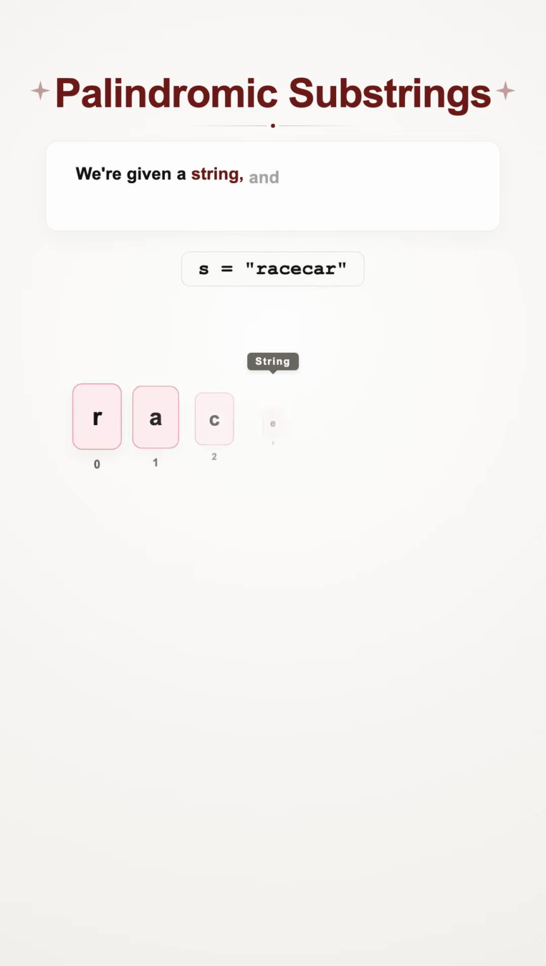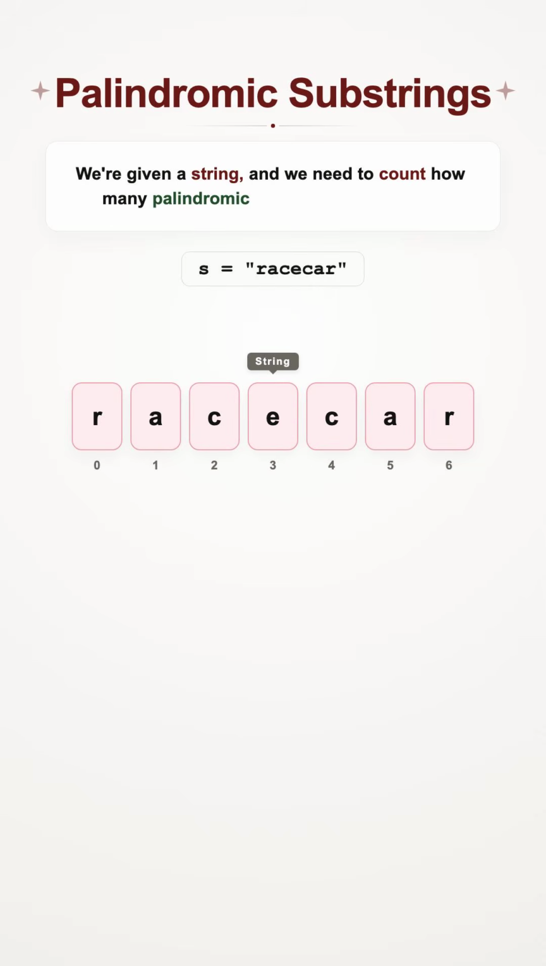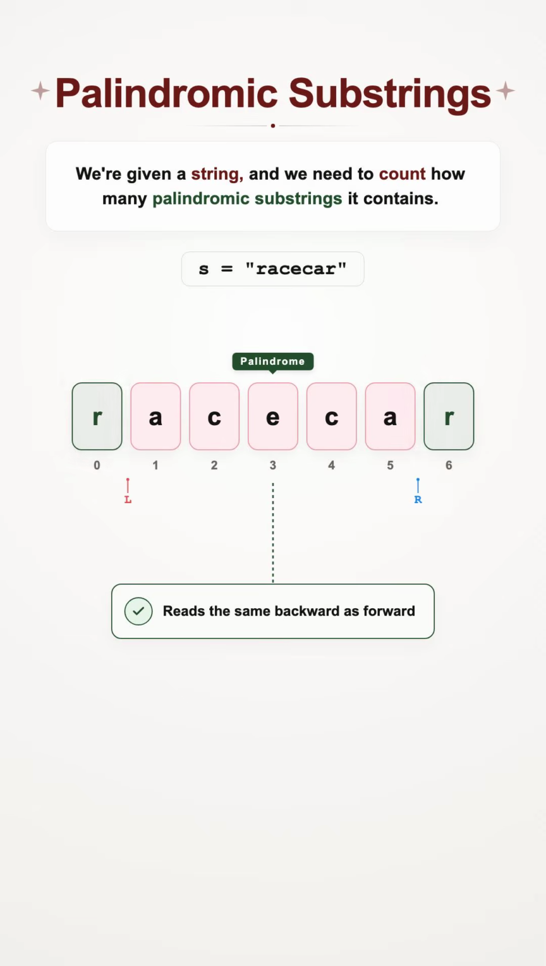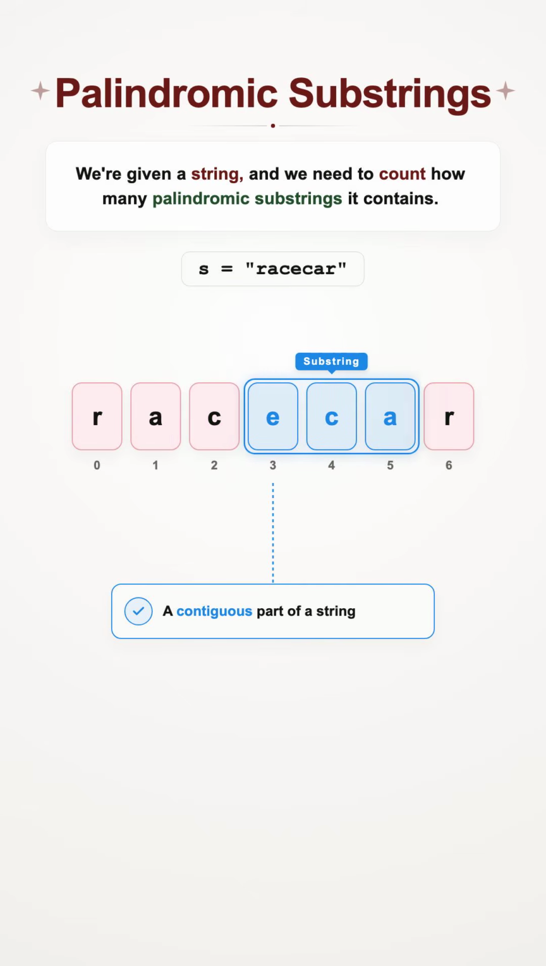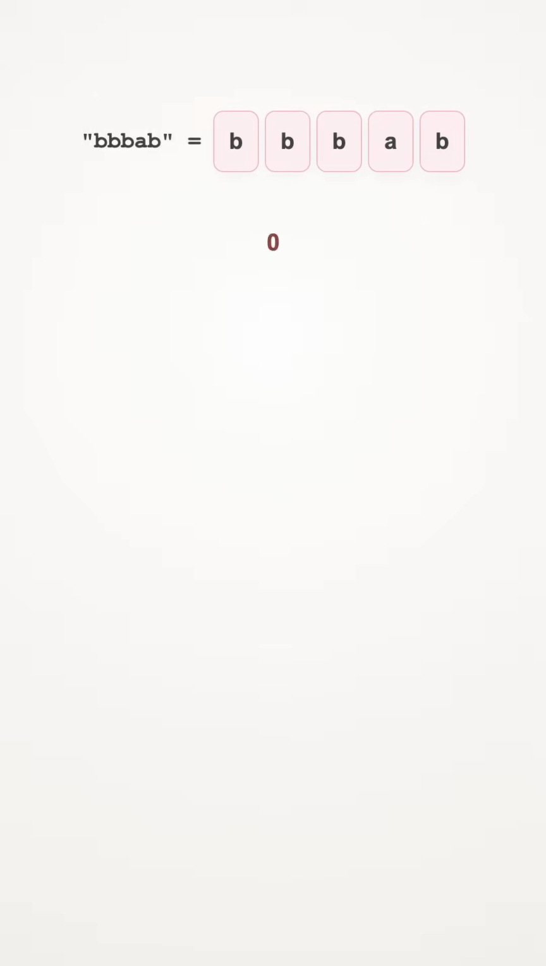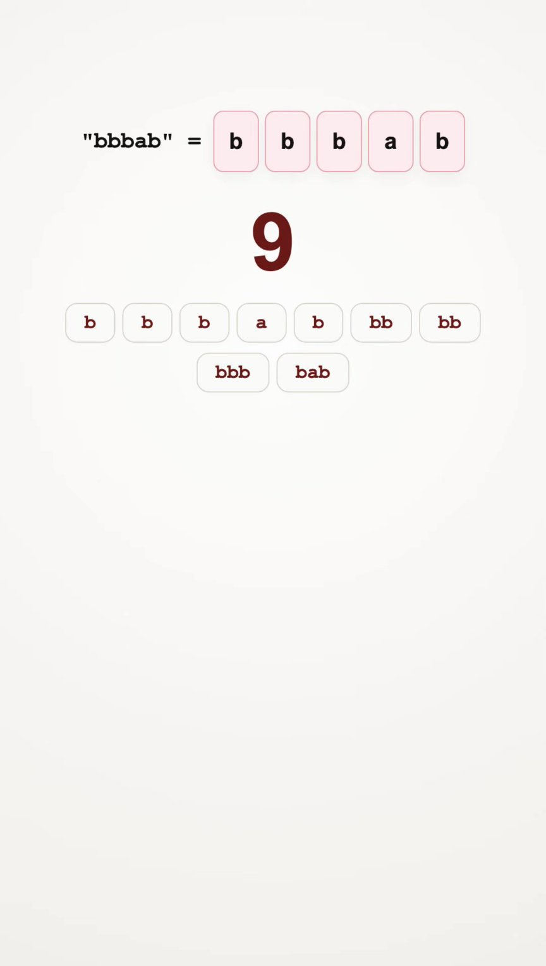We're given a string and we need to count how many palindromic substrings it contains. Now, a palindrome is a string that reads the same forward and backward. A substring is simply a contiguous part of a string. For example, consider this word. There are 9 palindromic substrings. A single character by itself is also a palindrome.